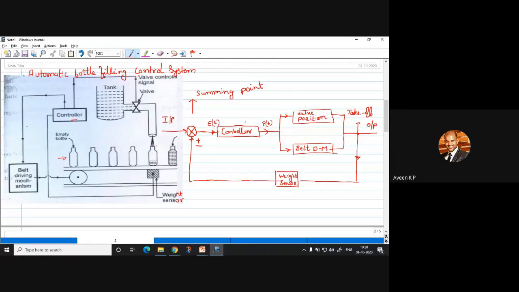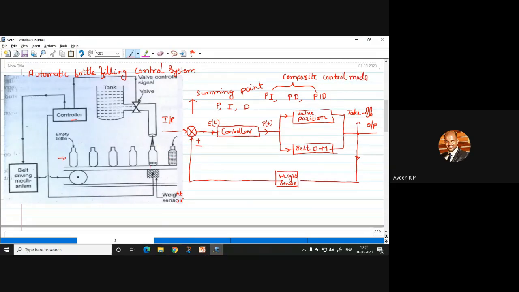We already discussed 3 forms of controllers: proportional, integral, and differential, and the combinations proportional plus integral, proportional plus differential, then the final one, PID. These are the forms of these 3. We call it composite control mode.